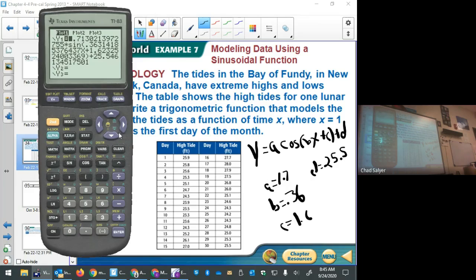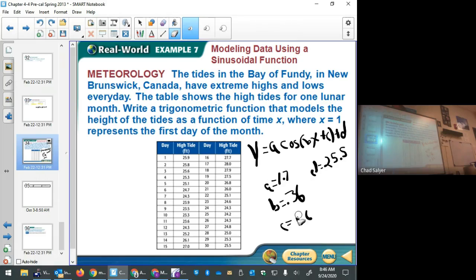See what happens if we go to cosine and we change the C parameter to 0. Yep, that's it. So if I want to use cosine, I would just make this C value 0.